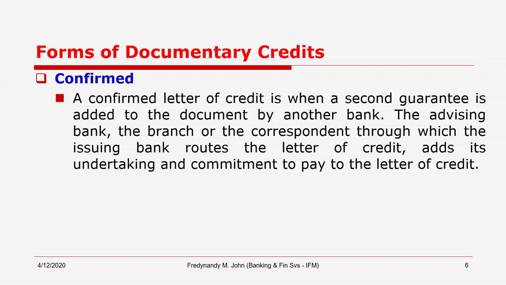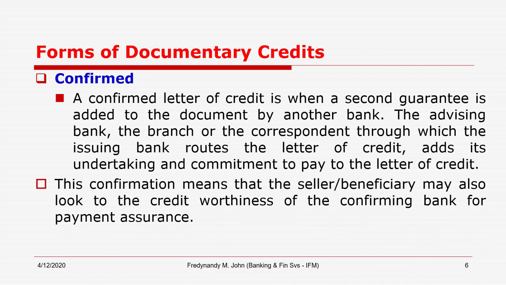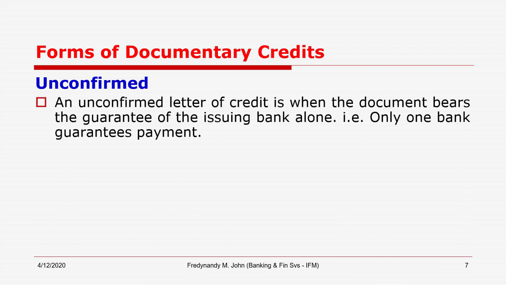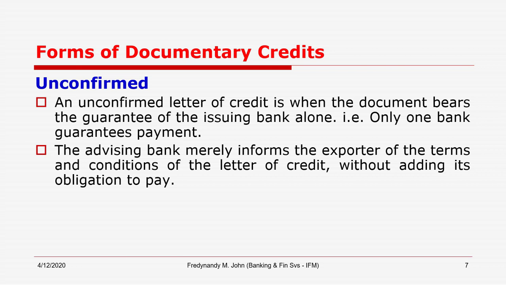So that is to say, a confirmed letter of credit refers to a letter of credit to which a third bank has added its own commitment or undertaking to pay the letter of credit in the case of non-payment. On the other hand, there is what we call an unconfirmed letter of credit. An unconfirmed letter of credit refers to a letter of credit which has no undertaking or commitment, no guarantee from a third-party bank. That is to say, it's only the issuing bank that promises to pay the beneficiary.